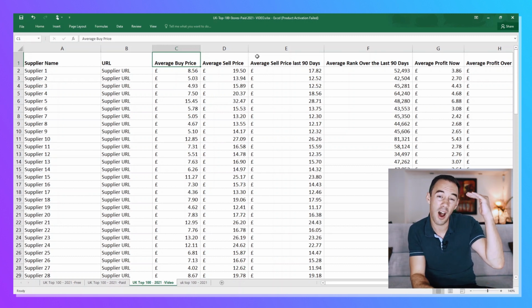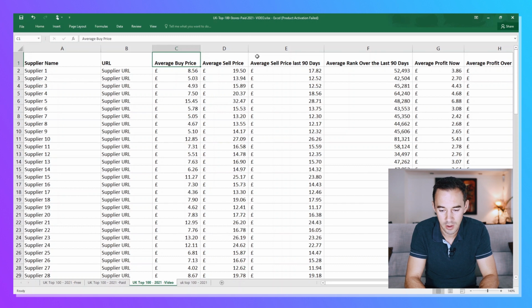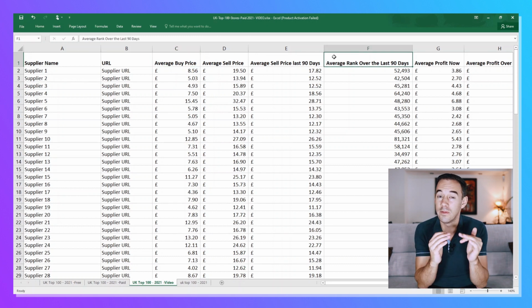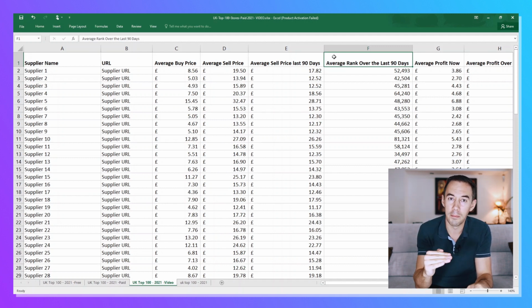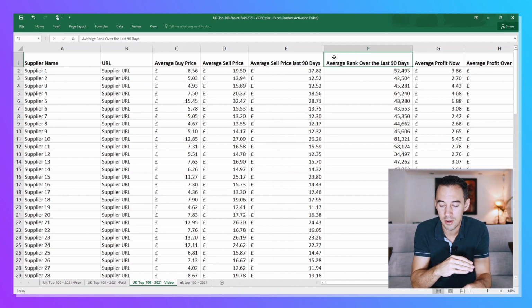So you can see which ones have a higher selling price, which generally means more revenue and more profits, or maybe a lower selling price, which could be faster selling. Now, quite simply, rank is a very good indicator of sales per month. And what we're looking at is the lower the number, the faster they're selling the items. So we put the average of the last 90 days rank for all of the deals we have in there.